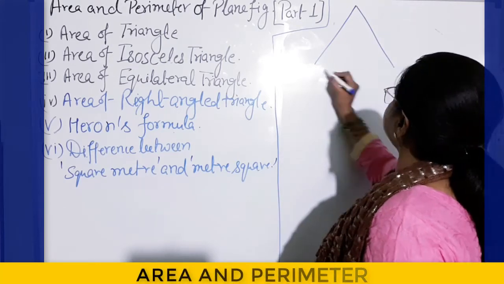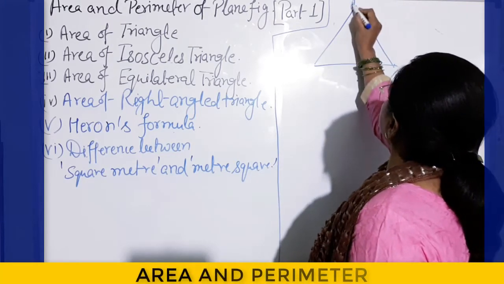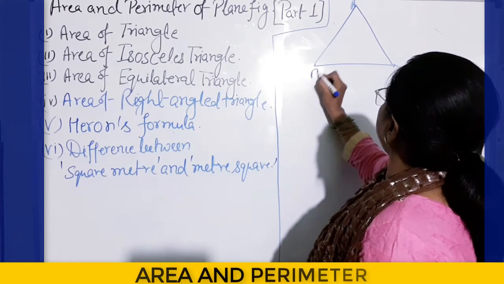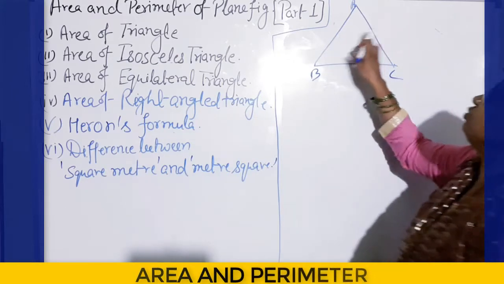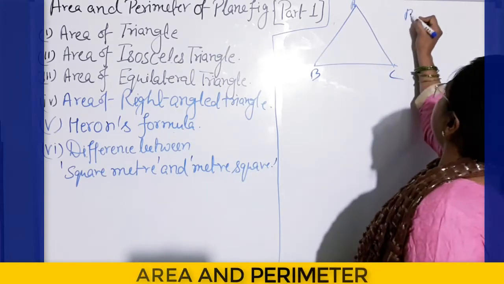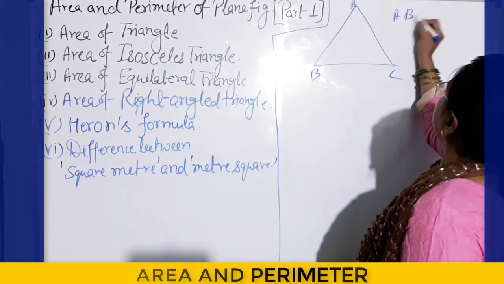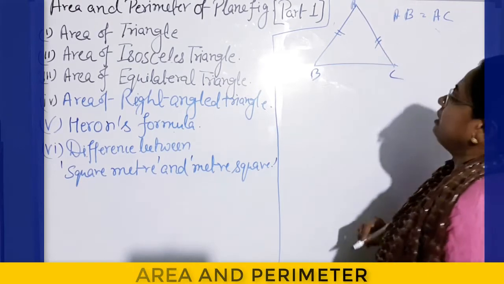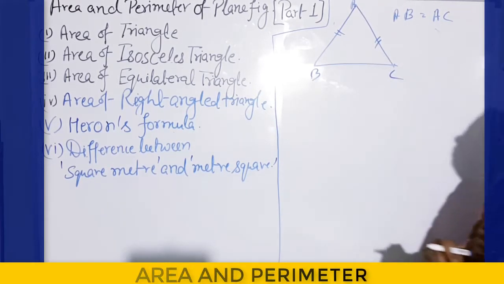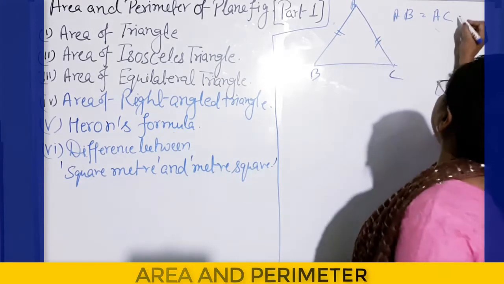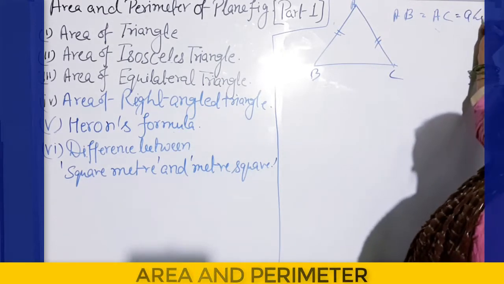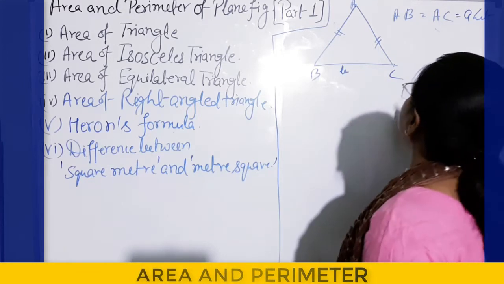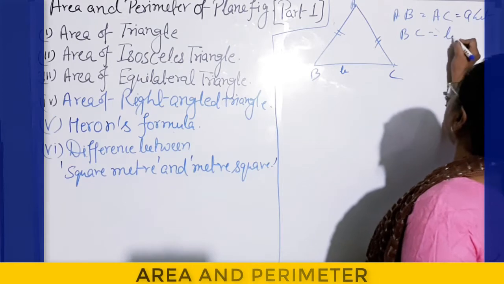Isosceles triangle means a triangle ABC, a triangle in which two sides are equal. Suppose AB is equal to AC. Both sides are equal, so it is an isosceles triangle. Suppose their side is A and base is B. That means BC is equal to B.